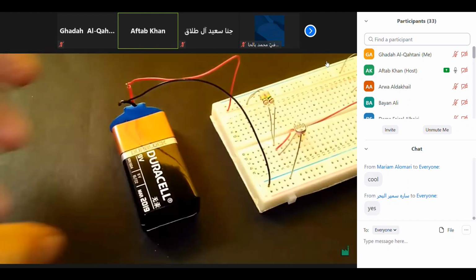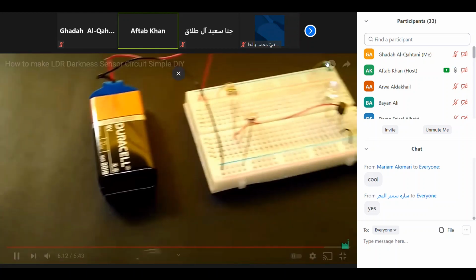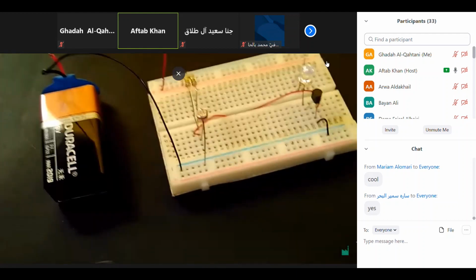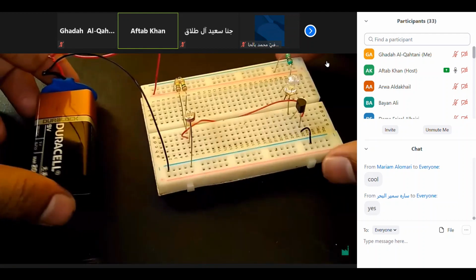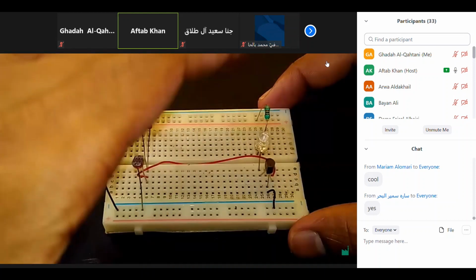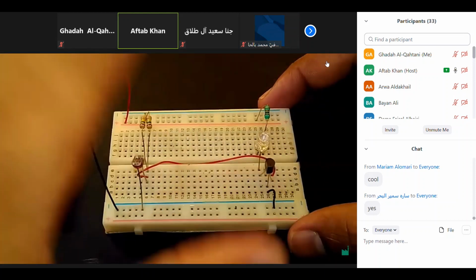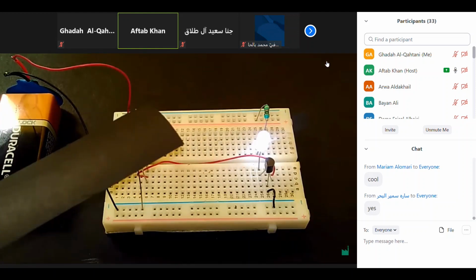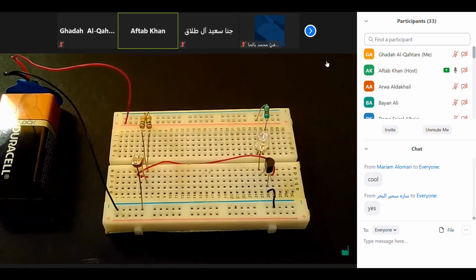So there are a lot of sensors. This is light dependent. We have a lot of sensors, temperature sensor, you know, proximity sensor. See, whenever it's covered, the resistance is reducing and current can flow like this. So this is just a sensor, the LDR. Using it, you can do a lot of things.